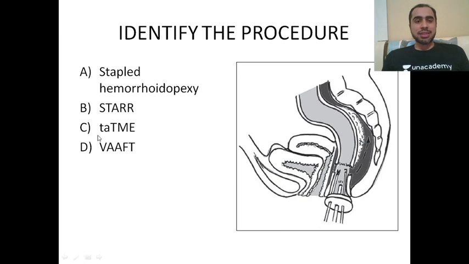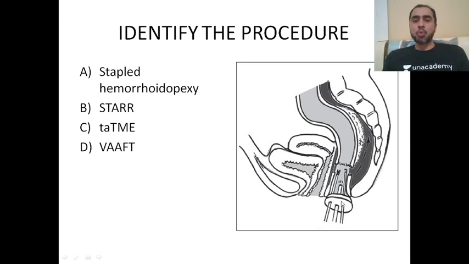TA is transanal, which means you are going through the anus. TME, you must have heard of TME, is total mesorectal excision. Total mesorectal excision is the treatment for rectal cancer, where apart from removing the rectum, you are removing the entire mesorectum. That is the oncosurgical principle of rectal cancers. Now, why is this TATME transanal? Because you are doing it through the anus.